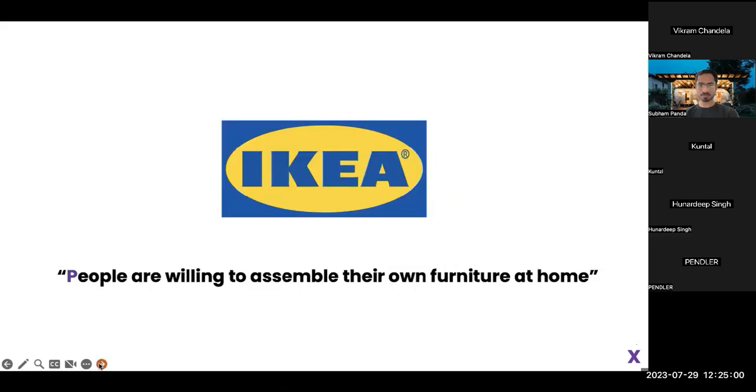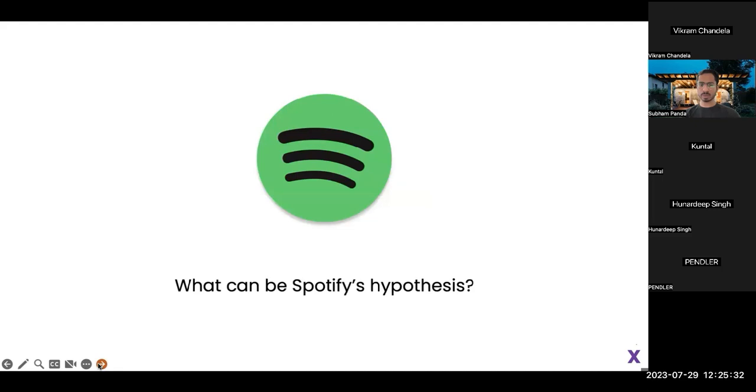Same here, similar case. Here is the hypothesis of IKEA: people are willing to assemble their own furniture at home. And the way they have conveyed this hypothesis is that every single person can relate to this. Not everyone as such, but in most cases, yes. So you talk about DIY, do it yourself furniture, DIY with others. Makes sense. So in the same way, what can be Spotify's hypothesis?